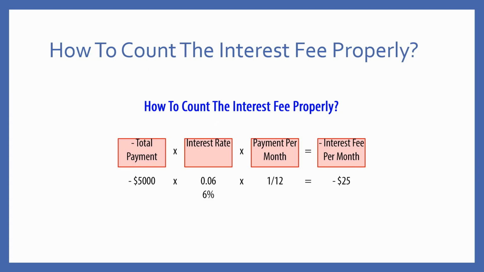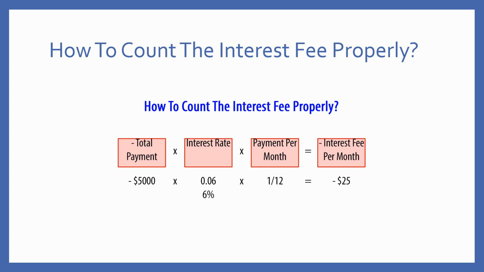This is how to count the interest fee properly. First of all, this is all negative, because each time you pay the interest fee per month, it will be negative your money. So the total payment is negative that you have to pay, because payment is always negative.